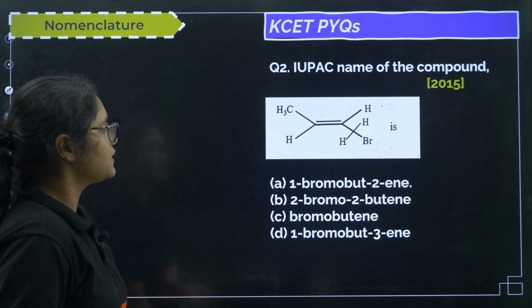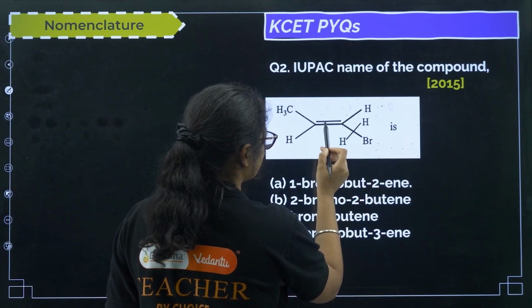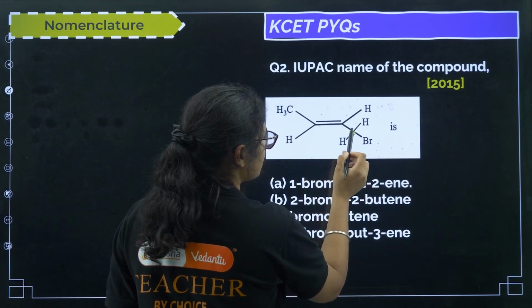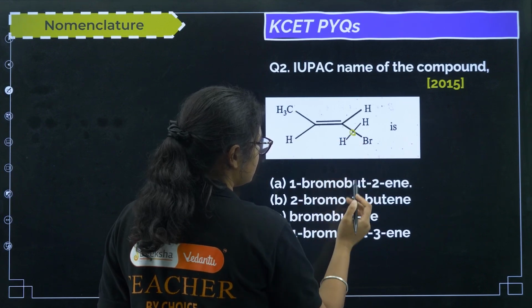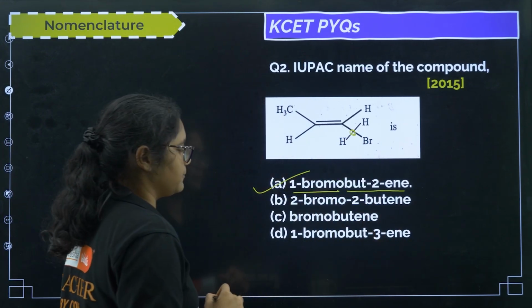Alright. Next, again you have to tell the IUPAC name. Again I can number it from this side 1, 2, 3, 4. So 1-bromo and we have but-2-ene, right. So 1-bromobut-2-ene, option number A.